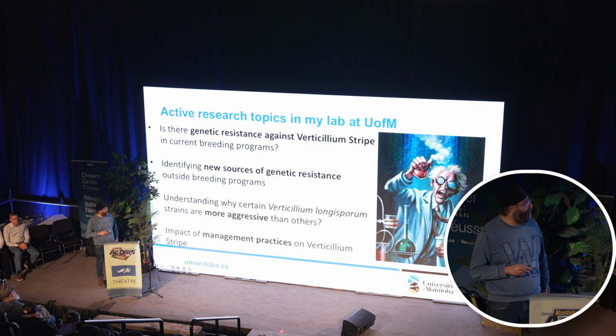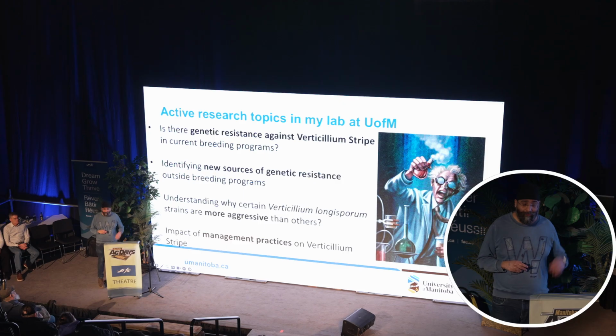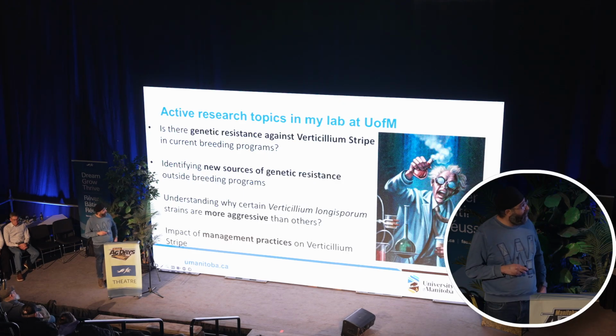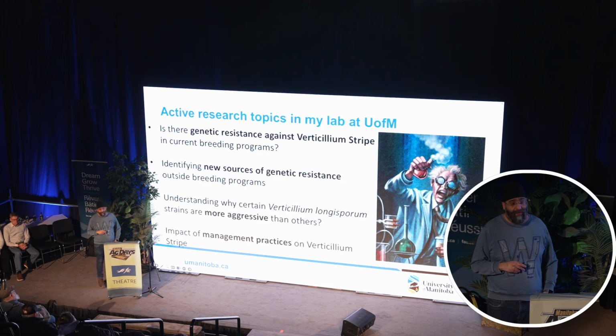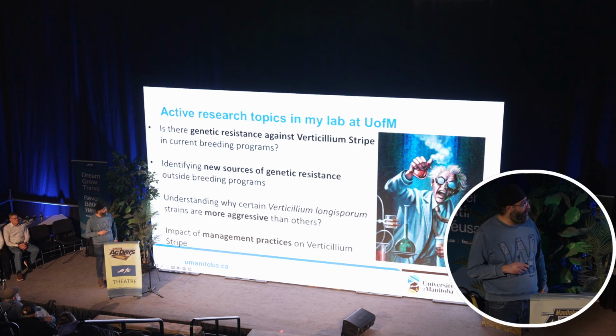The second thing we are testing is new sources of resistance. Particularly, we are excited about checking the progenitors, the species which make up canola. So we are testing cabbages and turnips, to see if we can find some resistance over there and bring it to canola. So this is a more long-term goal.